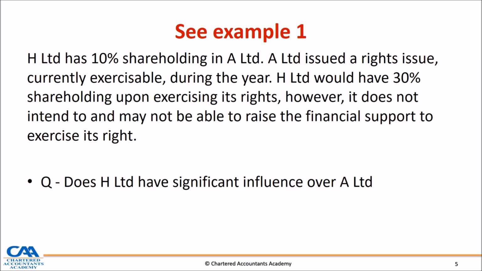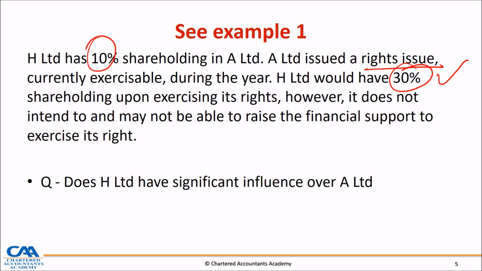So you go back to what we did before. Start with the existing. They've got 10% shareholding currently. 10% will not give them any significant influence. But they have a rights issue which, if they exercise, will give them the ability to get to 30% shareholding. And the moment you've got 30% shareholding, it's presumed that you can have significant influence. So by virtue of potential voting rights which can take them to 30%, they can have significant influence. But for us to consider those rights issued, they need to be substantive.